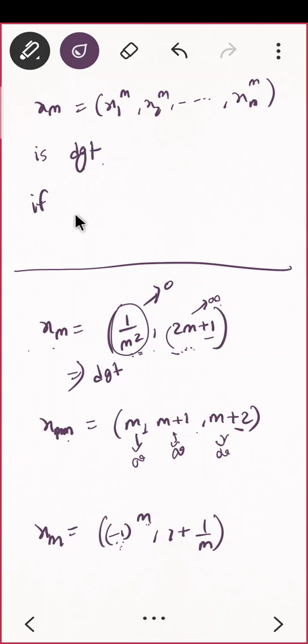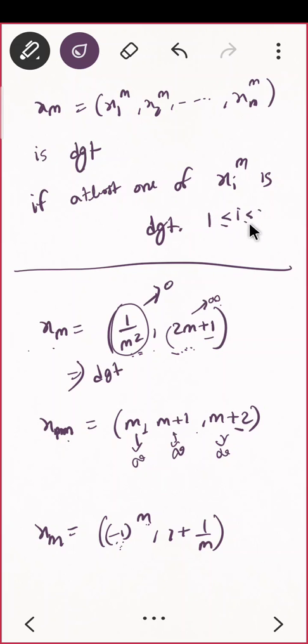xm is divergent if at least one of xi raised to m is divergent, for i from 1 up to n. Nice. Good, thank you. Okay, so I hope this is clear to you now. Let me just ask some more questions, then we'll go to the next part. I think convergence will be easy for you now.